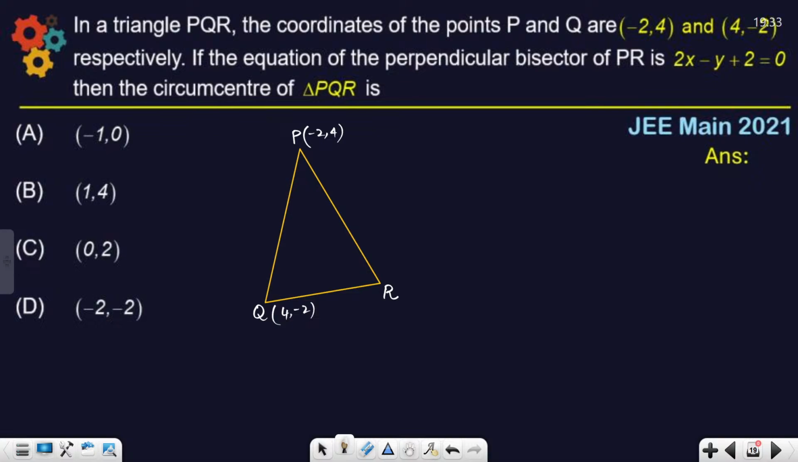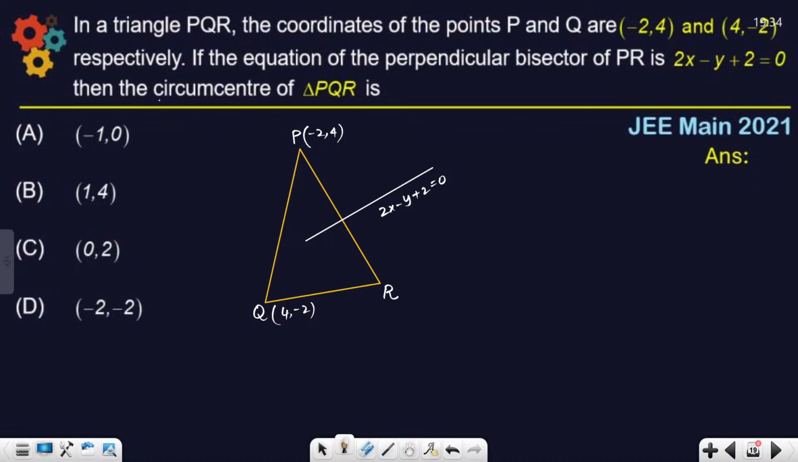If the equation of the perpendicular bisector of PR, okay, so there is a perpendicular bisector on PR, whose equation is given to us. The equation is 2x minus y plus 2 equals to 0. Then what is the circumcenter of the triangle PQR? Okay. So how to do this problem?